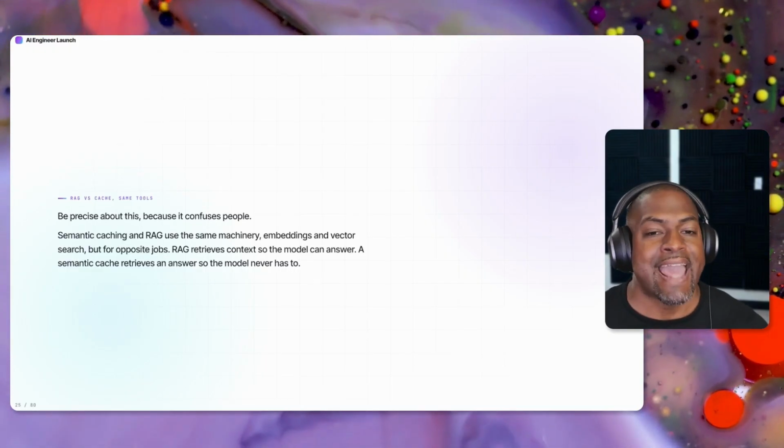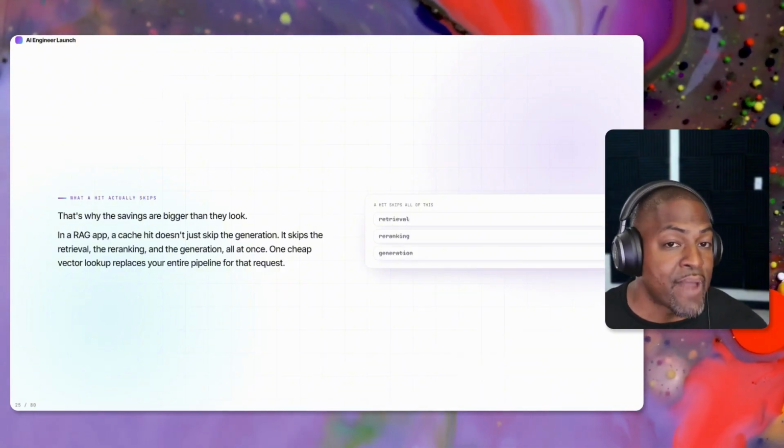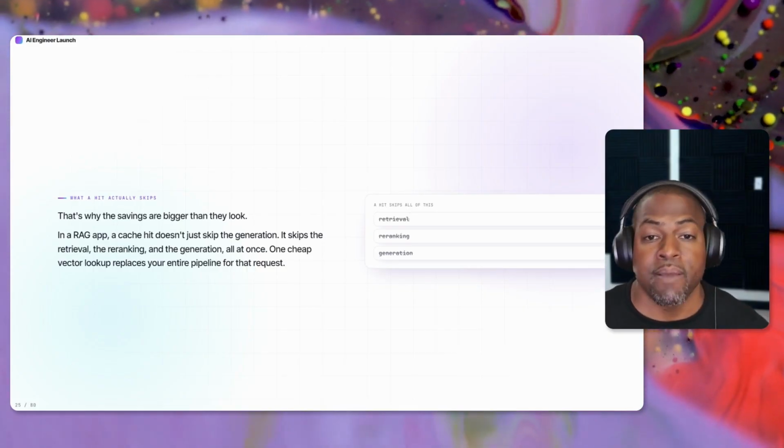In a RAG app, a cache hit doesn't just skip the generation. It skips the retrieval, the re-ranking, and the generation all at once. One cheap vector lookup replaces your entire pipeline for that request.